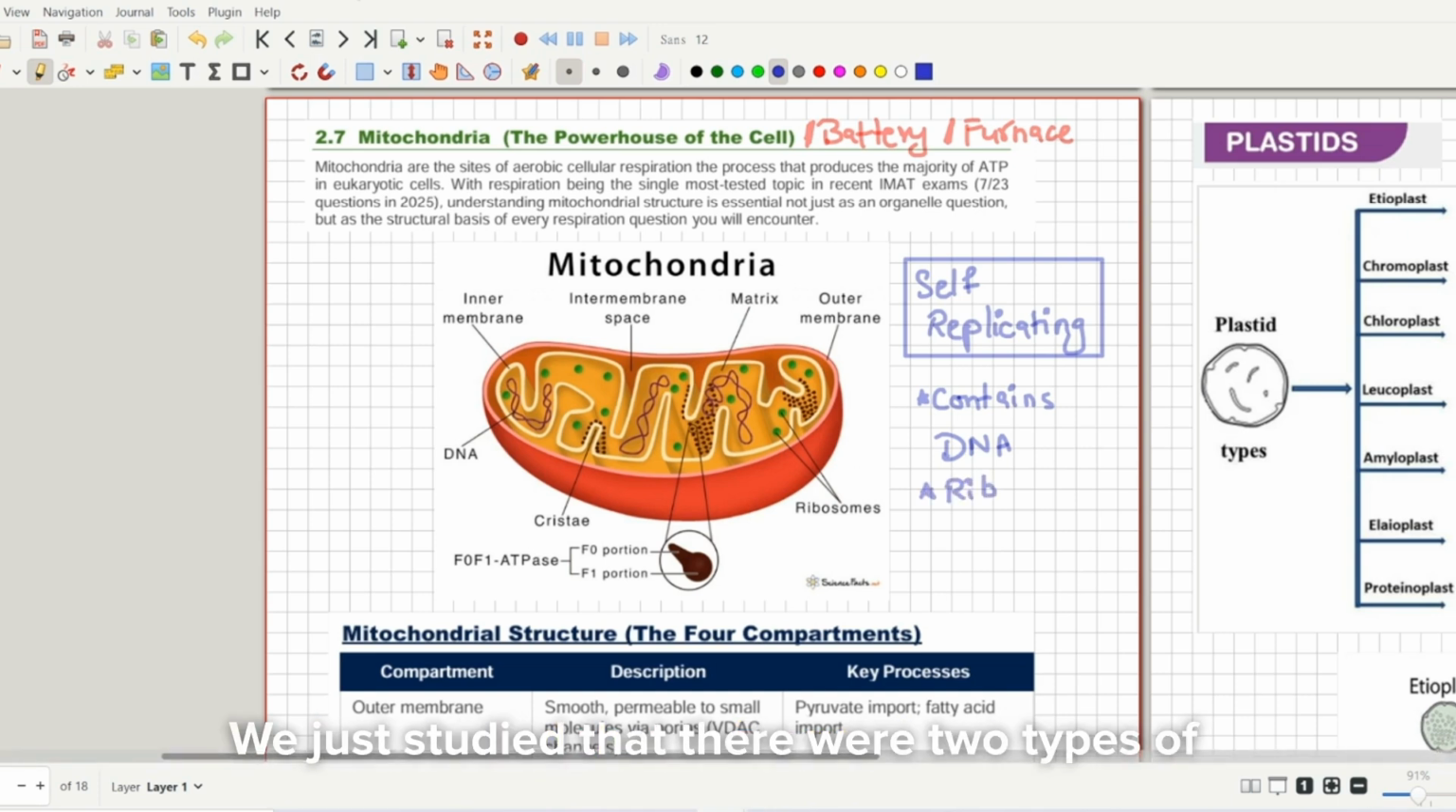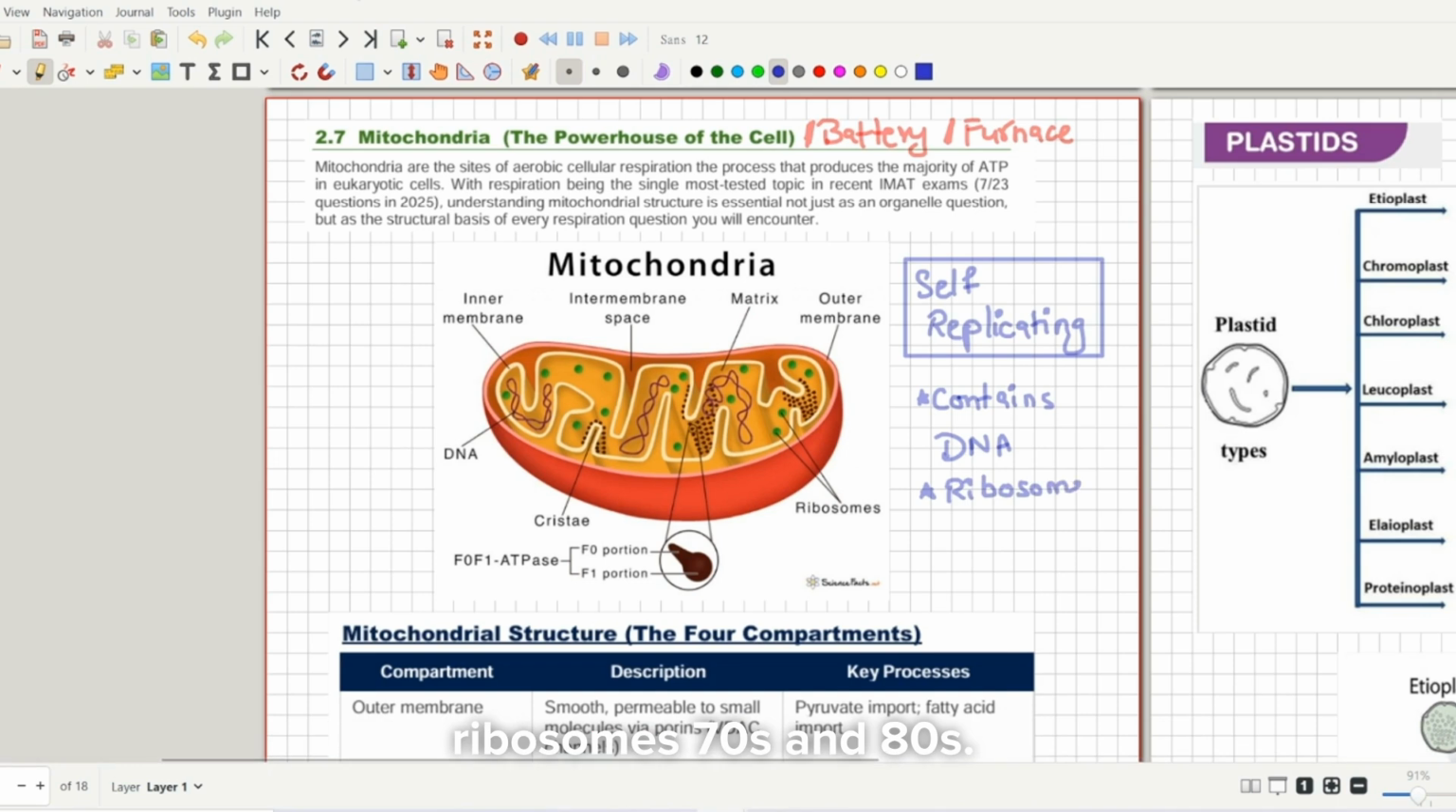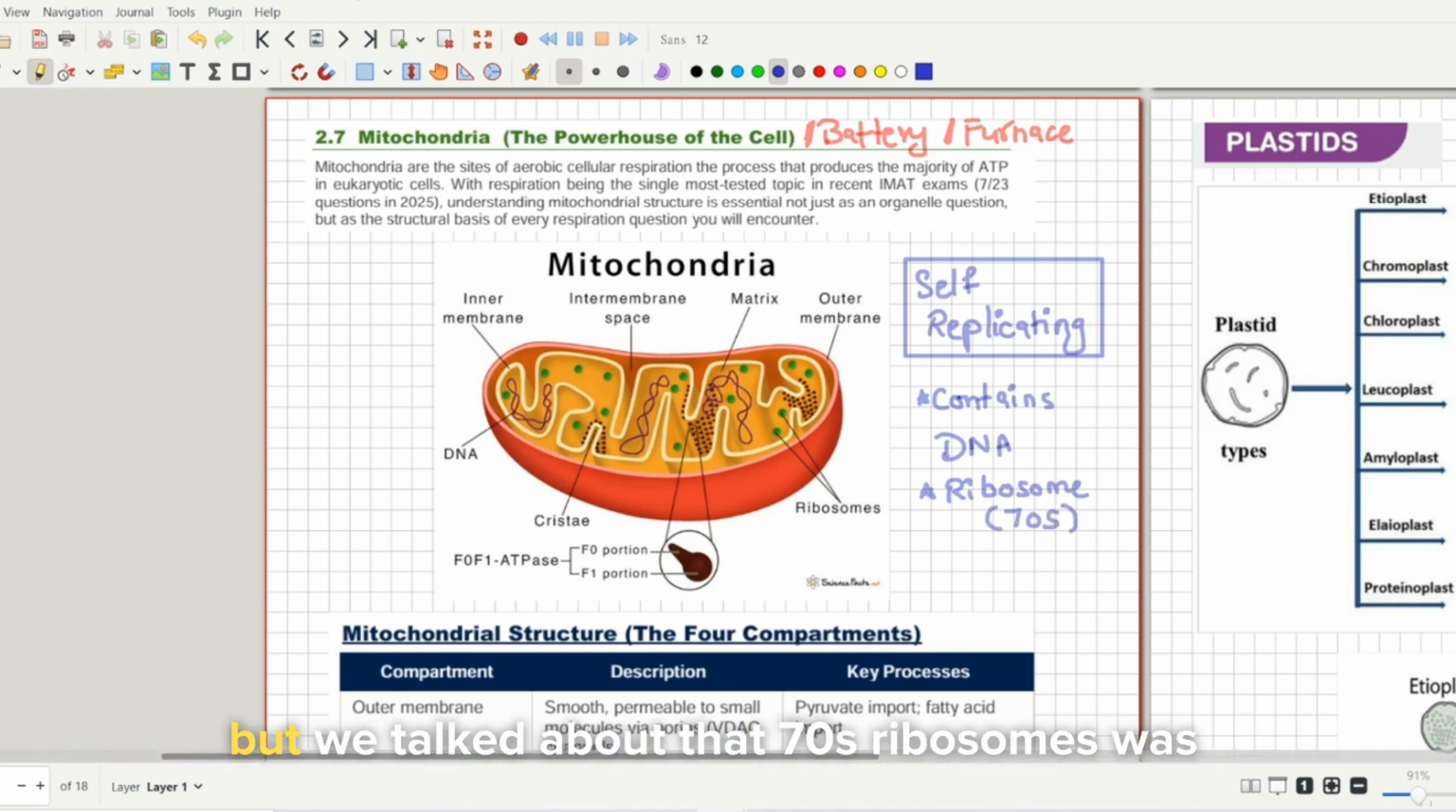We just studied that there were two types of ribosome, 70S and 80S. 80S ribosomes were present in eukaryotes, but we talked about how 70S ribosomes were also present in prokaryotes and eukaryotes. Where in eukaryotes? Eukaryote cells contain mitochondria, and mitochondria contain ribosomes, and the ribosomes in mitochondria are 70S. So technically eukaryotes contain both 70S and 80S ribosomes. 80S ribosomes are present in the cytoplasm and in the rough endoplasmic reticulum, while 70S ribosomes are present inside the mitochondria. So that's why they can also make their own protein.